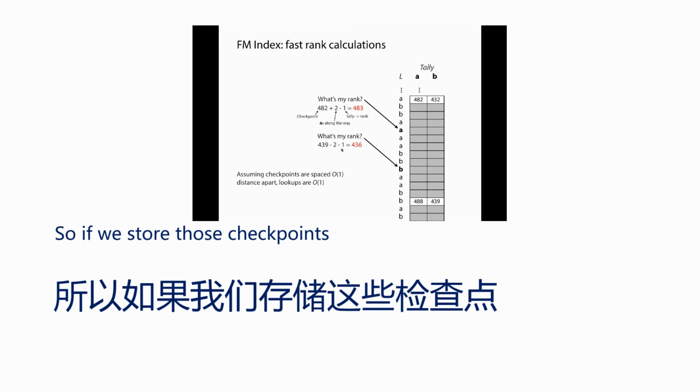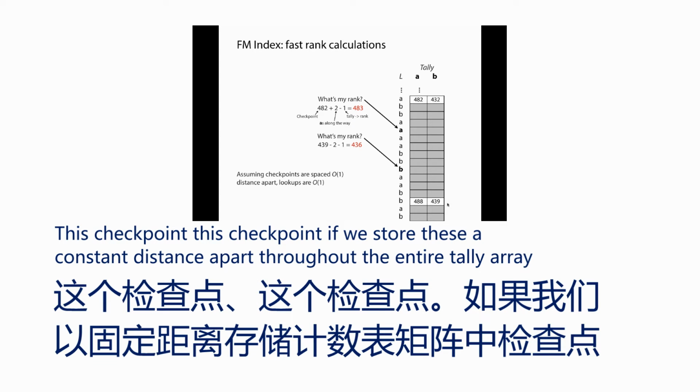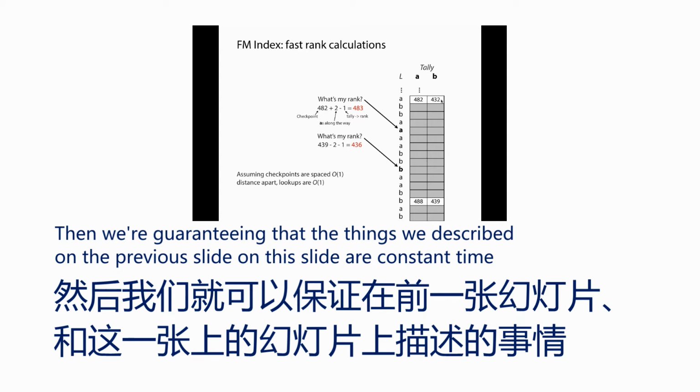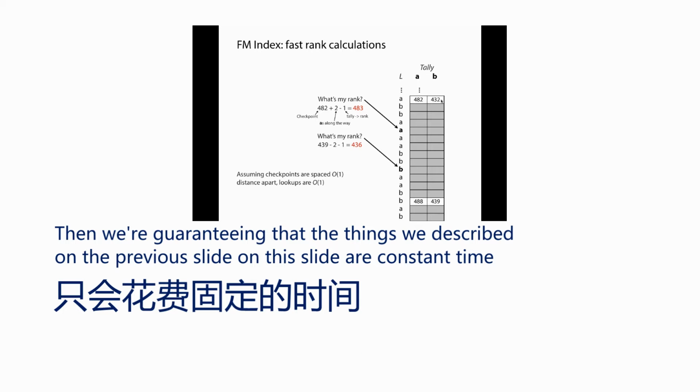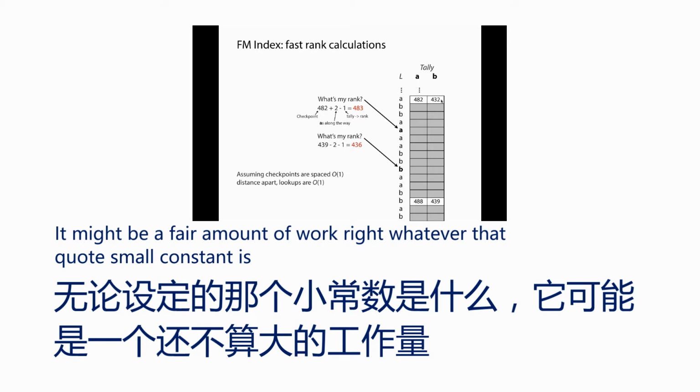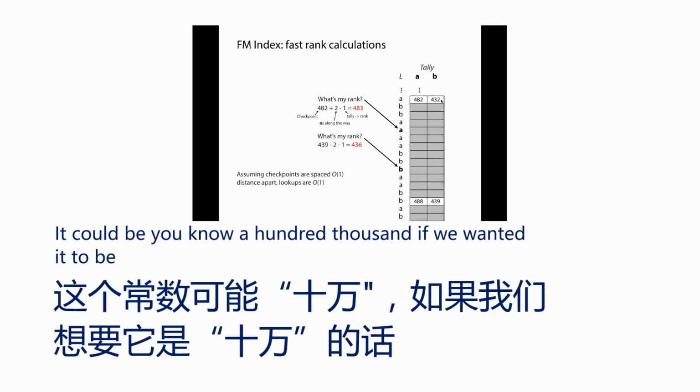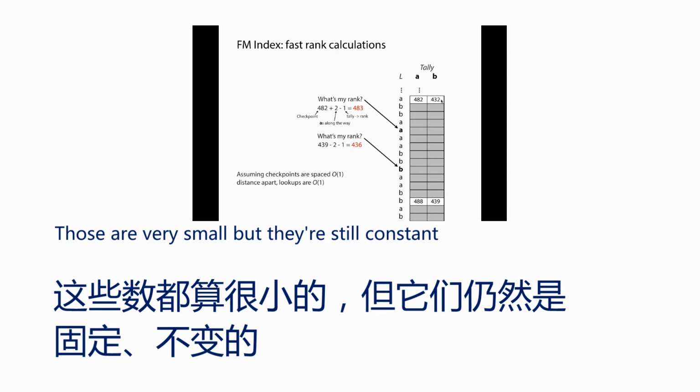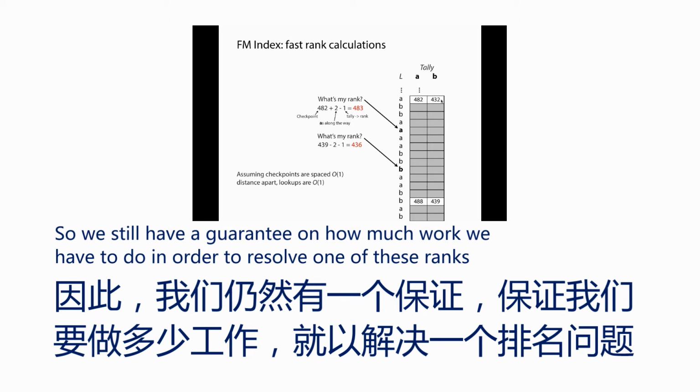So if we store these checkpoints a constant distance apart throughout the entire tally array, then we're guaranteeing that the things we described on the previous slide and on this slide are constant time. It might be a fair amount of work, right? Whatever that quote small constant is, it could be 100 or 1,000 if we wanted it to be. Those aren't very small, but they're still constant, so we still have a guarantee on how much work we have to do in order to resolve one of these ranks.